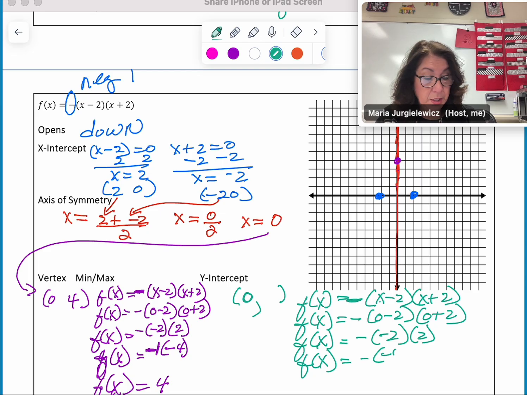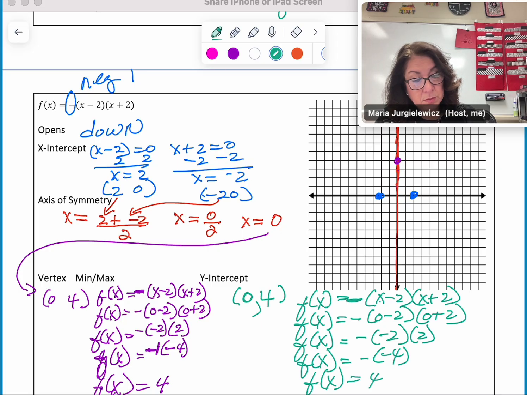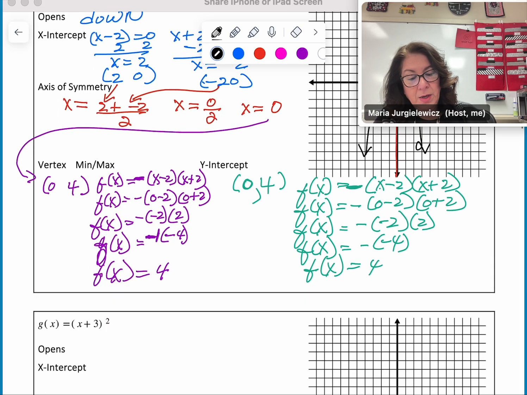-2 times 2 is -4, and the opposite of -4 is +4. And look at that. It's the same as my vertex. Well, yeah, because isn't the vertex on the y-line? So then it's going to be the same. All right, so now I know that my graph is going to go down this way. Okay? All right, let's try another one.